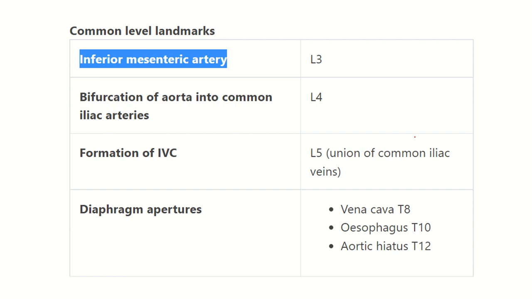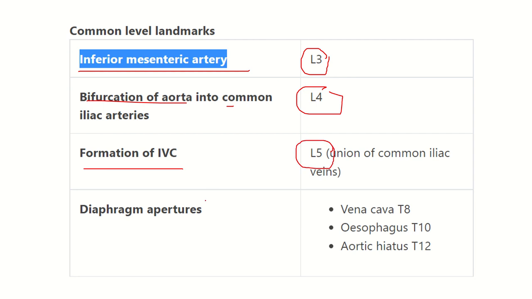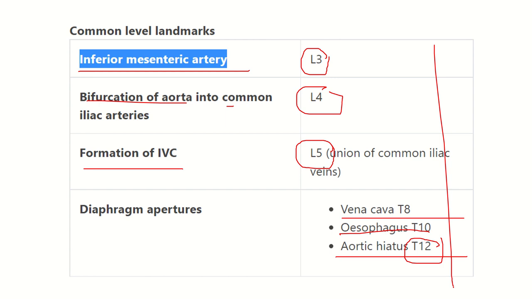And common vertebral landmarks are also very important for any type of exam. Here first of all, inferior mesenteric artery arises at the level of the lumbar 3 vertebra. Bifurcation of the aorta into common iliac arteries is at the level of the lumbar 4 vertebra. Formation of inferior vena cava is at the level of lumbar 5 vertebra. And the diaphragmatic apertures: vena cava, this is thoracic 8, esophagus, this is thoracic 10, and aortic hiatus is thoracic 12. So these vertebral levels are very important.